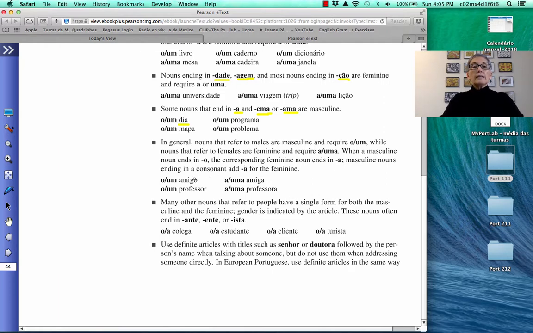Okay, so when the noun ends with o, usually the feminine ends with an A, ok? Então, o amigo, a amiga ou uma amiga. Professor, professora. But some that end with these endings here, they do not have a masculine or feminine form. So how do you know that it's a man or a woman? It's the article, okay? So colega can be either a guy or a girl.